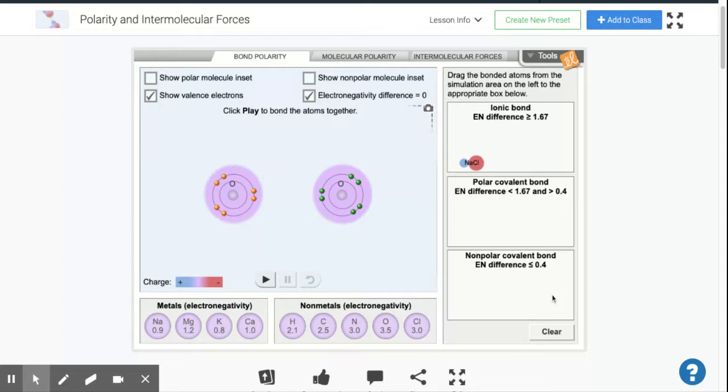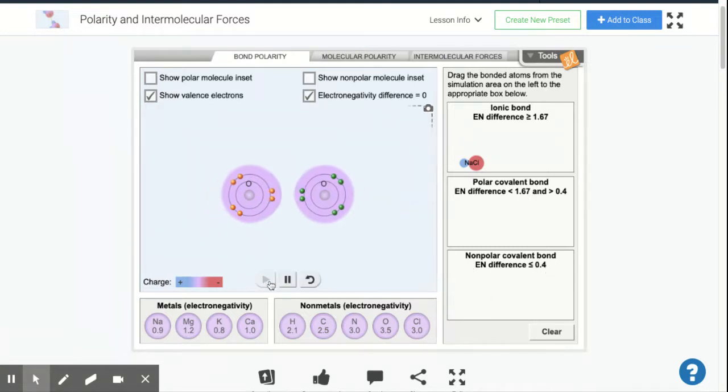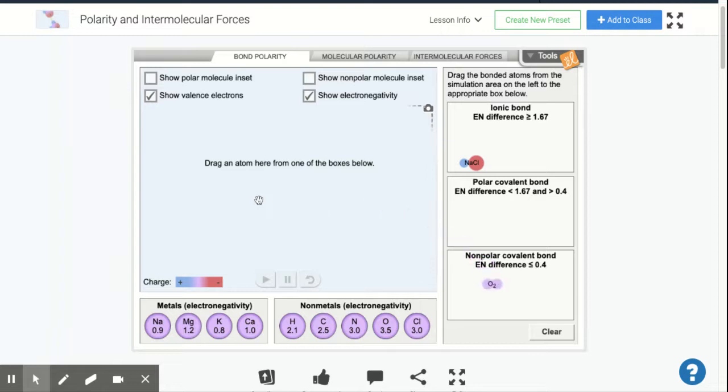If we look over here on the right-hand side again, we can identify that this is a nonpolar covalent bond because the difference in electronegativities is less than 0.4. If we hit play, it's going to show that these are sharing. Oxygen is one of your 7 diatomic molecules. They're both sharing these 2 electrons here. We already figured out that it is nonpolar, so we'd stick it in there.